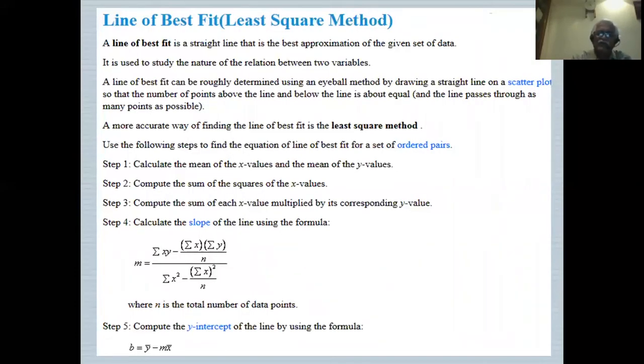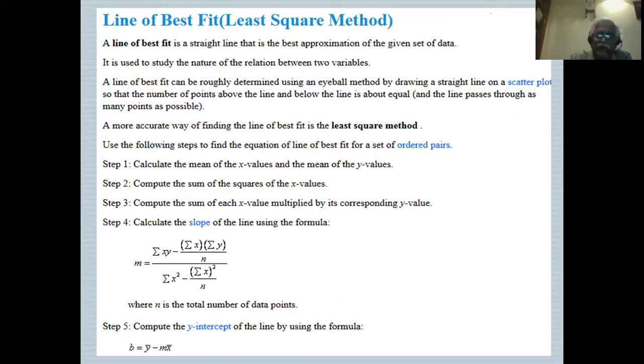Now we have to go for the formulas. What is the formula of the m term? Sigma xy minus sigma x into sigma y by n, divided by sigma x square minus sigma x whole square by n. So first we have to calculate the slope, then the intercept. Intercept equals y bar minus m x bar.